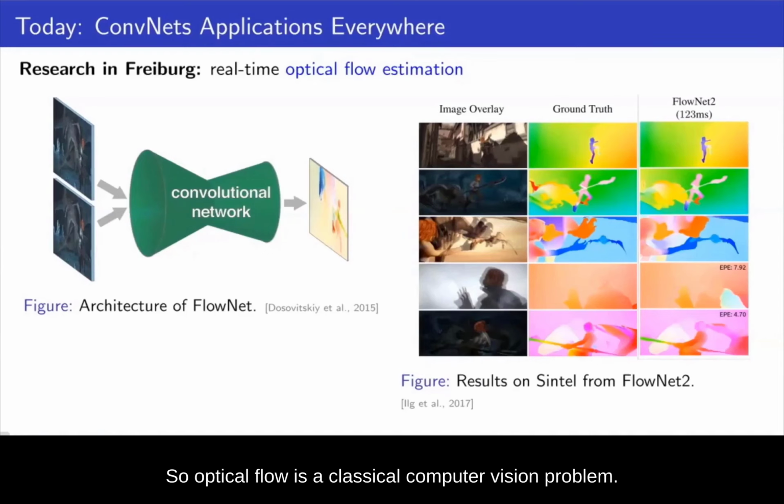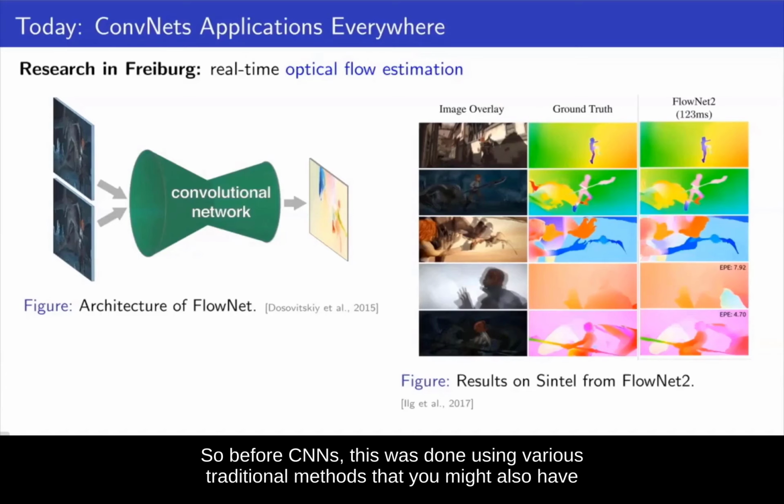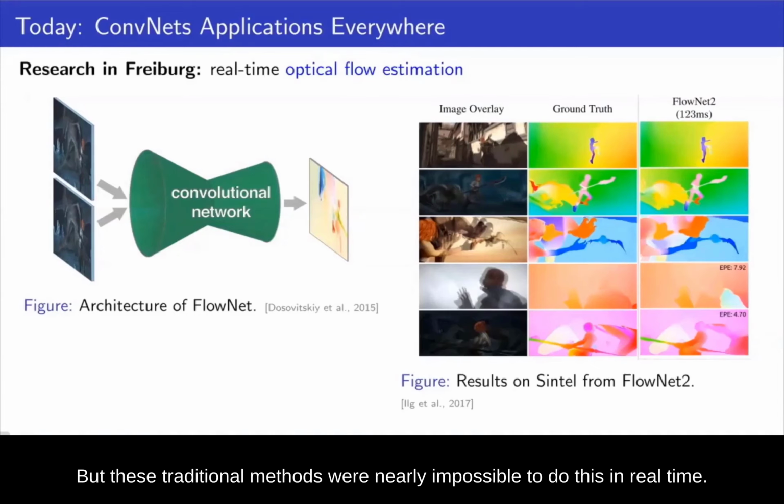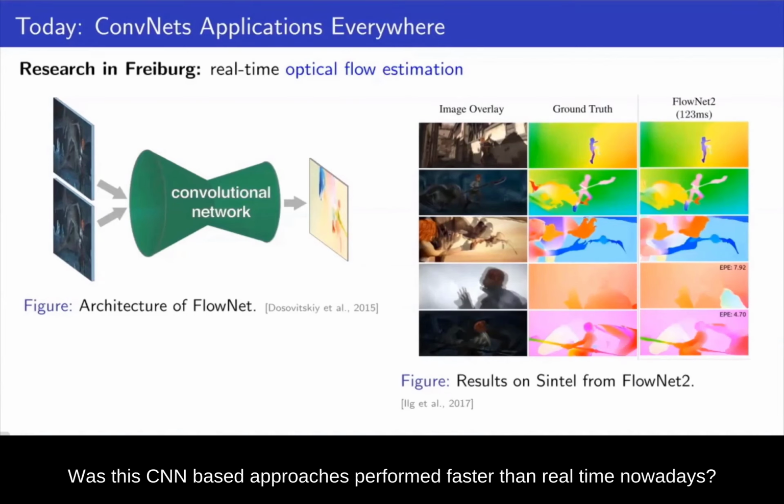So optical flow is a classical computer vision problem. So before CNNs, this was done using various traditional methods that you might also have learned if you had taken the computer vision lecture here. But these traditional methods were nearly impossible to do in real time, versus the CNN-based approaches that perform faster than real time nowadays.